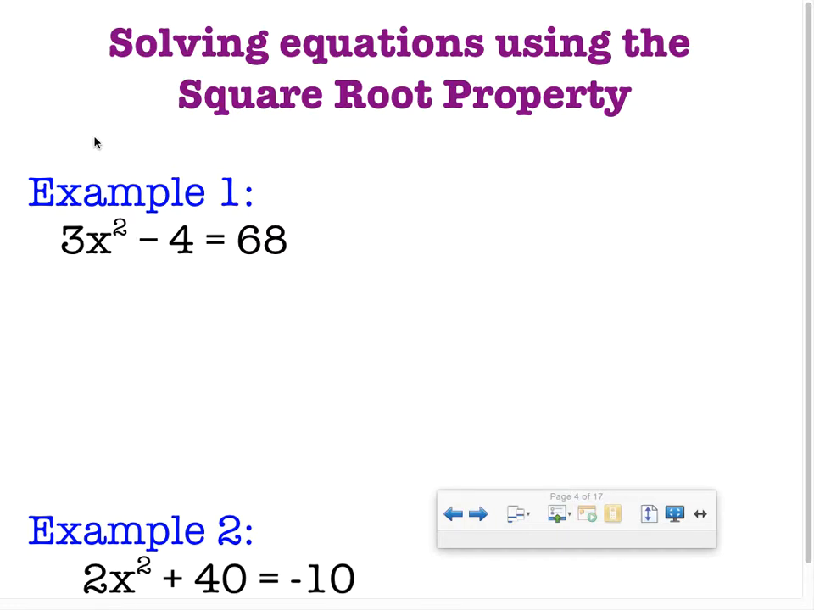So let's isolate x squared on example 1. We need to get rid of negative 4. How do we get rid of negative 4? I'm guessing you figured it out by now. We need to add 4 to both sides. The next step, we need to get rid of that 3 in front of the x squared term. So we're going to divide both sides by 3.